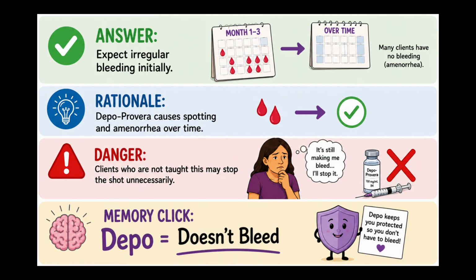Answer A. Expect irregular bleeding initially. Rationale: Depo-Provera causes spotting and amenorrhea over time. Danger: clients who are not taught this may stop the shot unnecessarily. Memory click: Depo equals doesn't bleed.